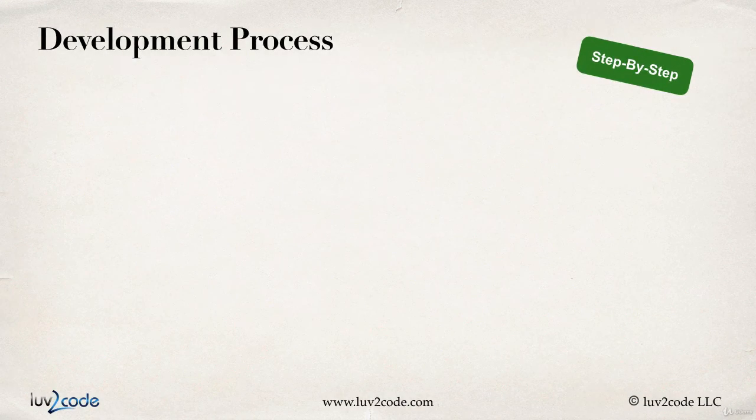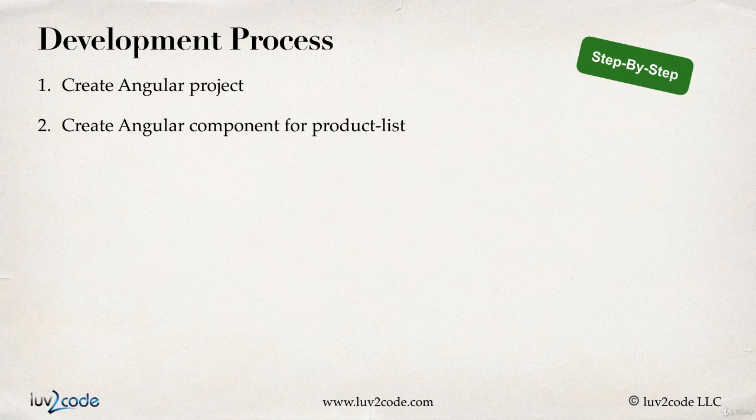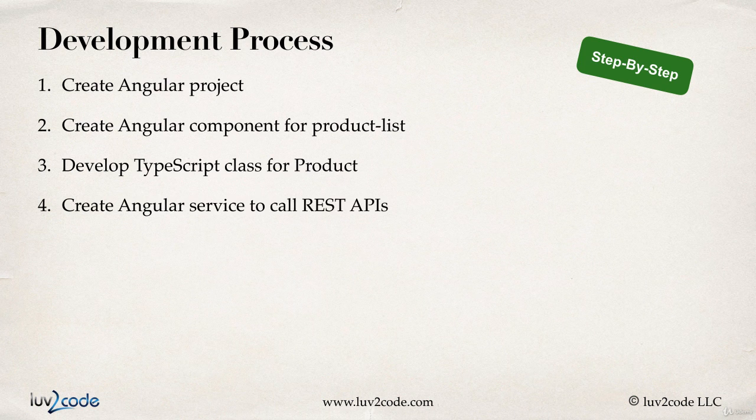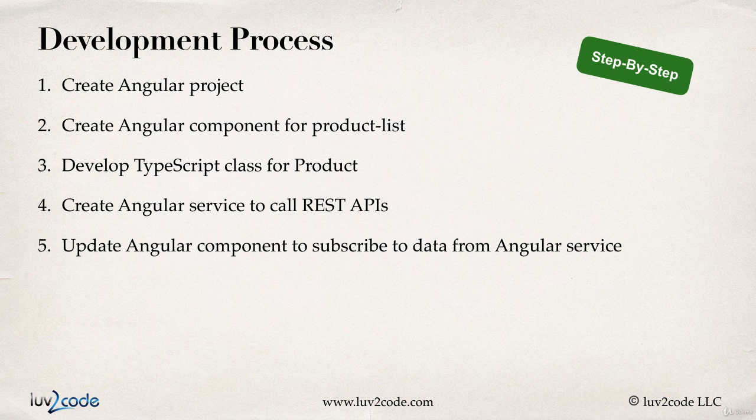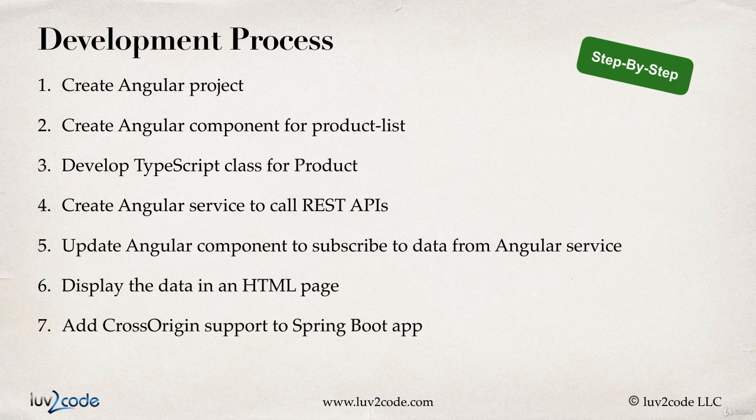Alrighty, so let's look at our development process. The first thing that we'll do is create our Angular project. Then we'll create Angular components for showing the product list. Next, we'll develop the TypeScript class for our product. Then we'll create an Angular service to call the REST APIs. And then we'll update our Angular component to subscribe to data from the Angular service. And then we'll display the data in an HTML page. And finally, we'll add cross-origin support to our Spring Boot application.